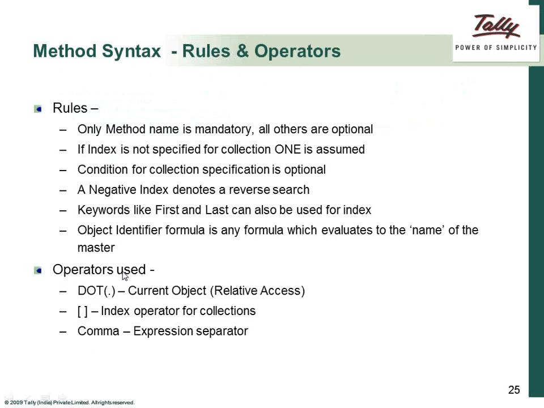So conditions can also be given depending upon the requirement. Negative index denotes a reverse search. There are just 2 keywords that we have, first and last. Otherwise you have to give the index number 1, 2, 3, 4, 5, 6. An object identity formula is anything that evaluates to the name of the master.